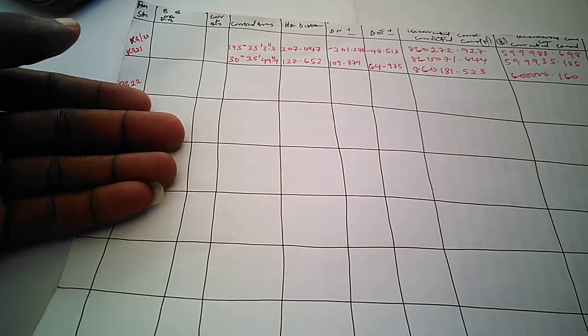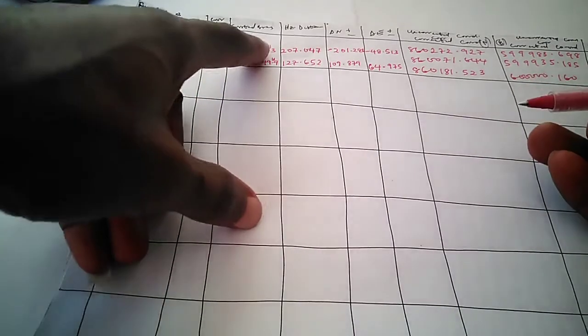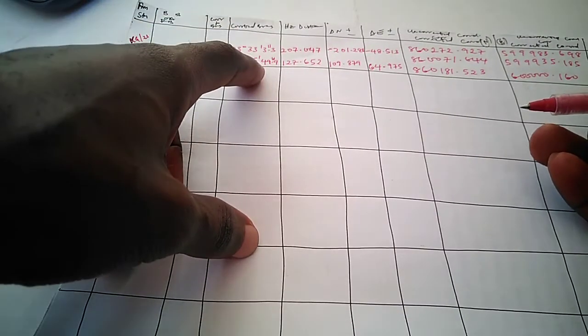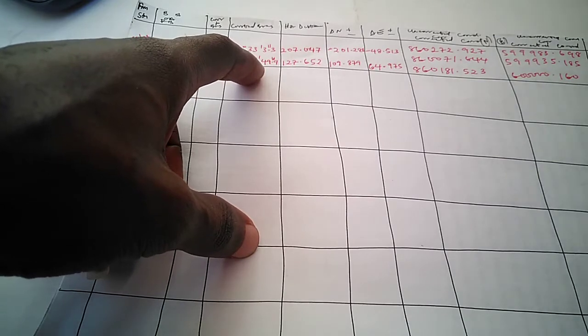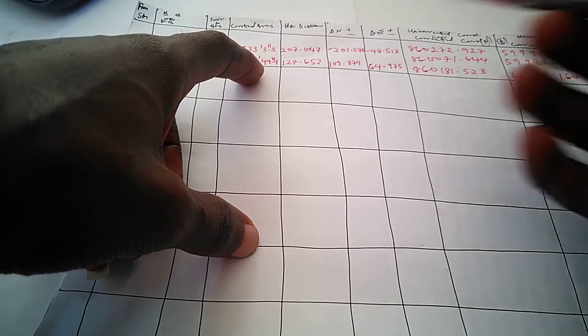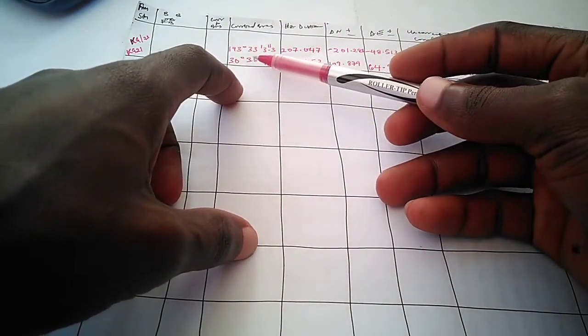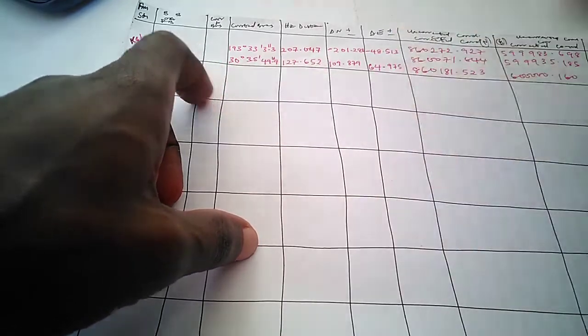So in our previous videos, we explained how to arrange your controls, how to do your bag computation, which we did up to this point, and how to understand the concept of traversing, because that was where we started. So today we want to understand how you get your back bearing.